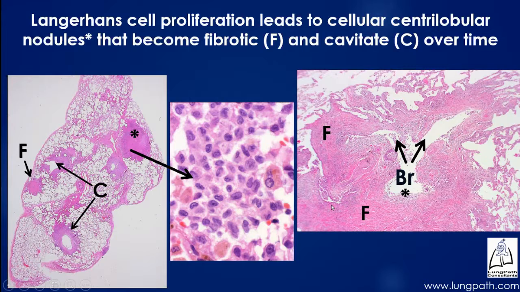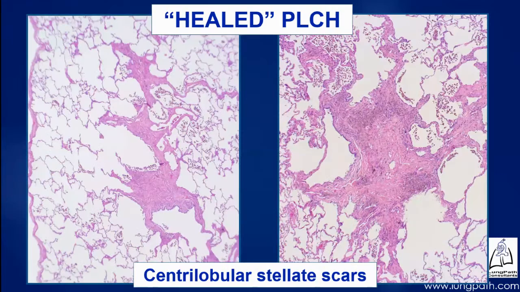This image also highlights what happens in this disease. There's an early cellular phase and then a later fibrotic phase, which may or may not have cavitation. And the cavitation and nodularity are the key features that the radiologist looks for, along with the upper lobe distribution. This disease has a natural history. The lesions become fibrotic, and finally, they leave stellate centrilobular scars, and the Langerhans cells are completely gone.